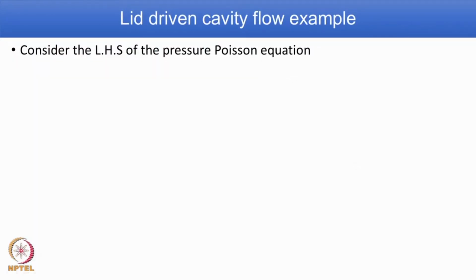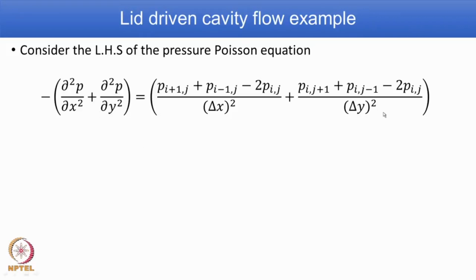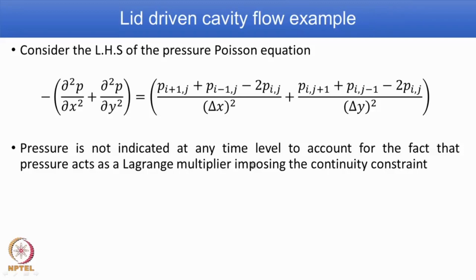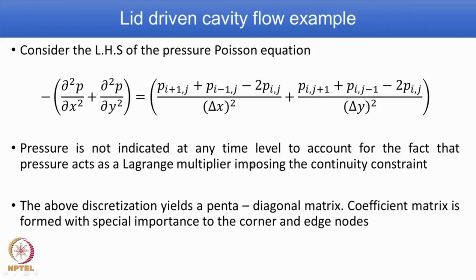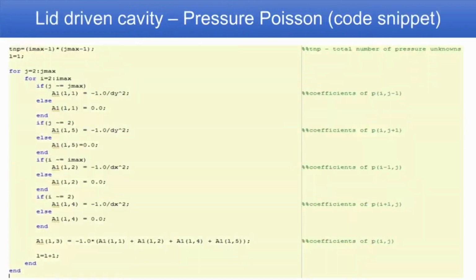Consider the left hand side of the pressure Poisson equation. So, again that is what I am showing here. We already mentioned we are following the second order central differential scheme to get the second derivative, and then we mentioned it will result in what is known as a pentadiagonal matrix. So, the corresponding code is displayed here. So, the number of nodes NP is I max minus 1 into j max minus 1, that is the total number of pressure nodes, and for j 2 to j max and for I 2 to I max, if j is not equal to j max, then we have defined this.